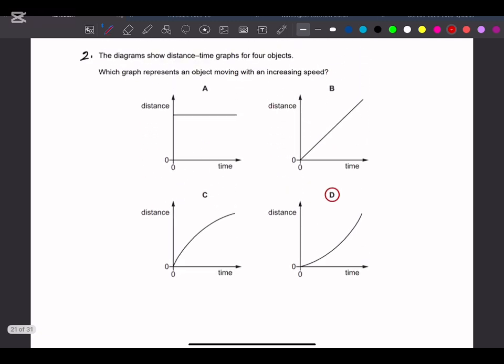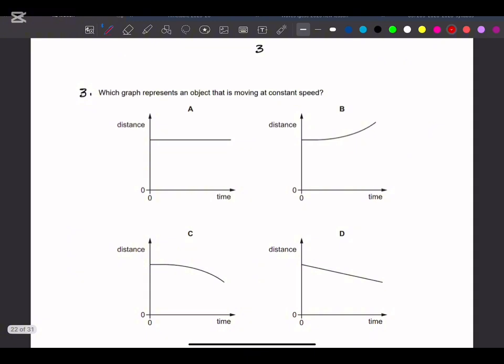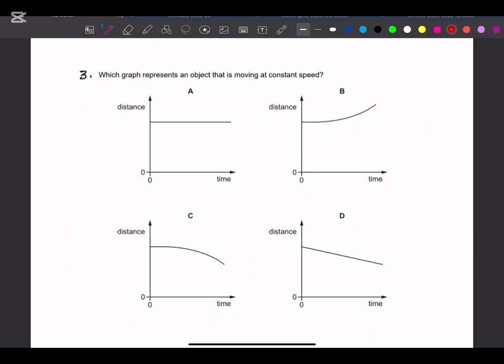So this is the second question. Then third, I have actually selected a few of your distance time graph and speed time graph curves. The third one is here. Which graph represents an object that is moving at constant speed?